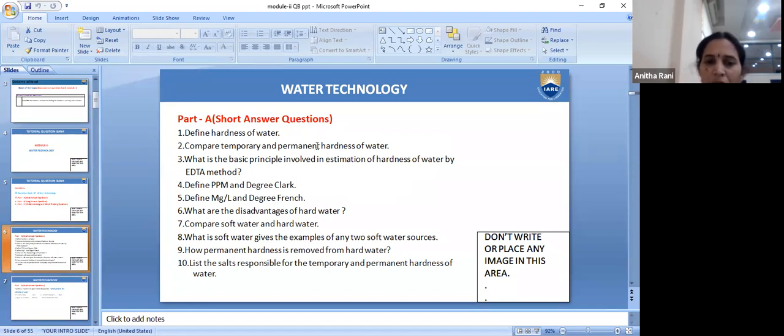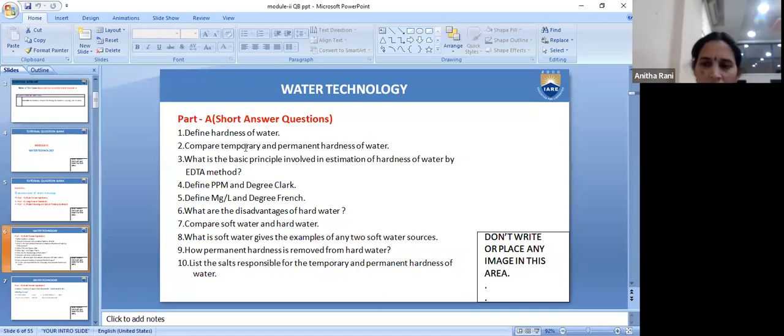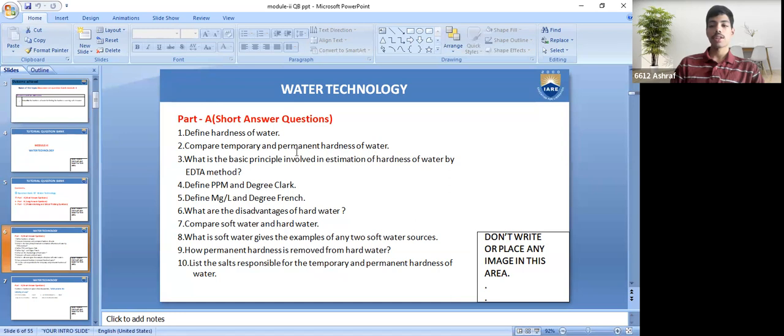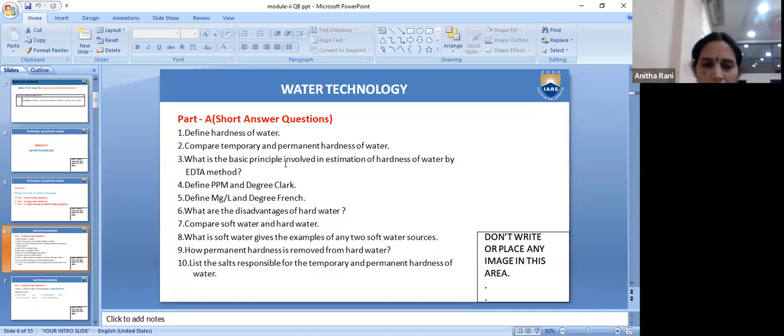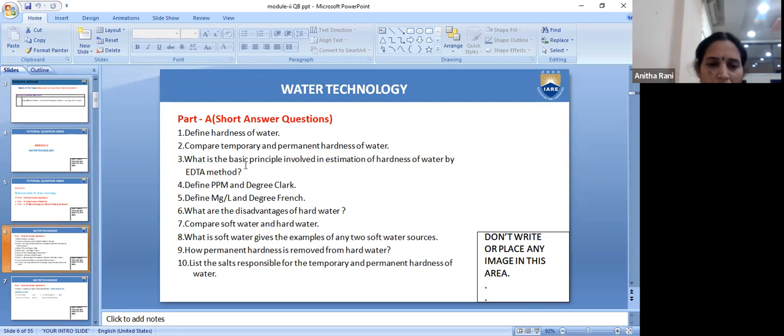Now compare temporary and permanent hardness of water. Tell me what is temporary, what is permanent. Calcium bicarbonate and magnesium bicarbonate salts cause temporary hardness, whereas calcium chloride, magnesium chloride, calcium sulfate and magnesium sulfate cause permanent hardness, ma'am. Temporary hardness can be removed by physical methods, whereas for permanent hardness we need to use chemicals.